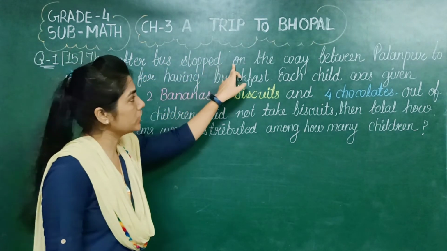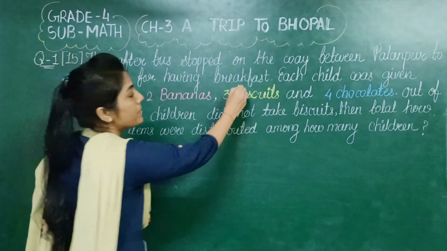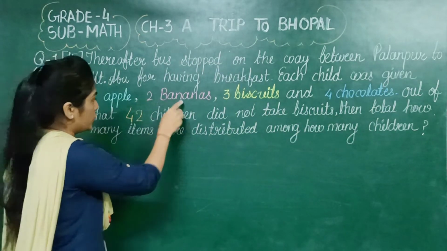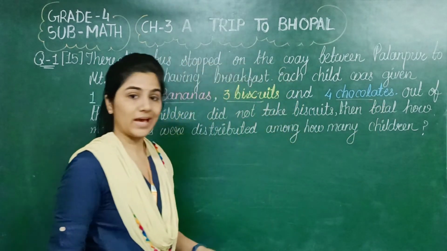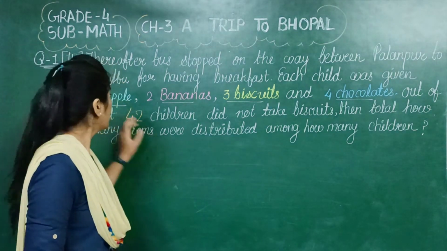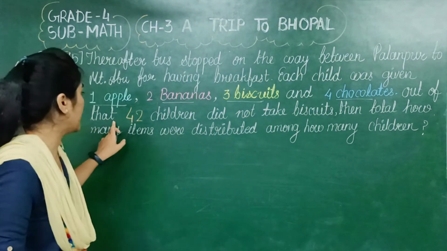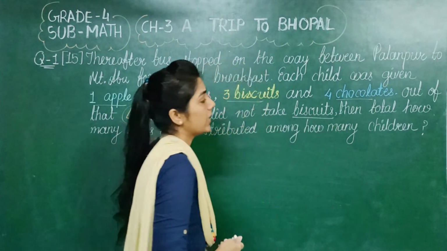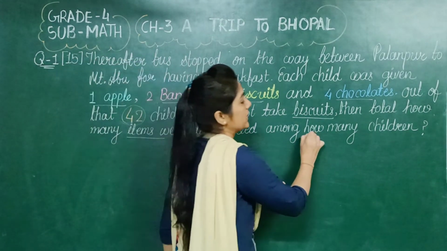Thereafter, the bus stopped on the way between Palanpur and Mount Abu for breakfast. Each child was given 1 apple, 2 bananas, 3 biscuits and 4 chocolates. Out of that, 42 children did not take biscuits. Then in total, how many items were distributed among how many children?